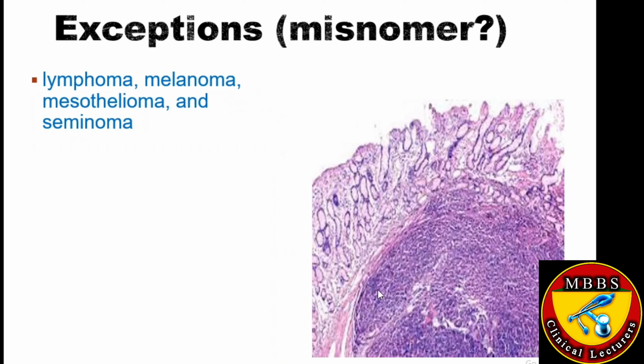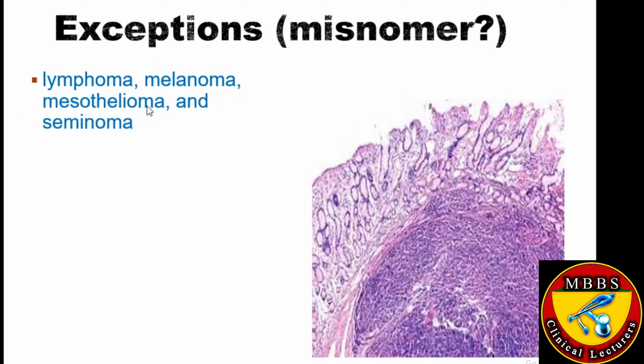Now, there are some exceptions of misnomers also in the known cluster of neoplasia. Lymphoma: the suffix oma is what we use for benign tumors, but lymphoma is never benign. Similarly, melanoma is a tumor that arises from melanin-containing cells of the skin. We are using oma, but it is never benign. It is a malignant tumor of the skin.